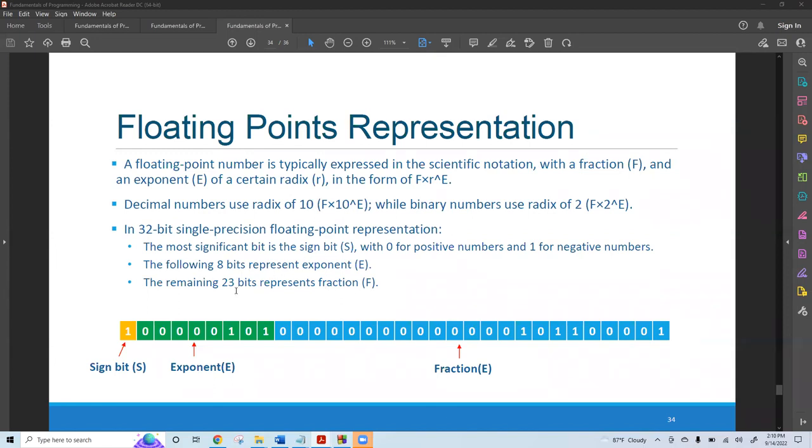So in that case, if we say exponent, right? Exponent is represented using 8 bits. So we have the sign bit. Plus or minus would be decided by this. If it is 0, it is plus. If it is 1, it is minus. Remember that, not the other way around. If it is 0, it is positive. If it is 1, it is negative, right?